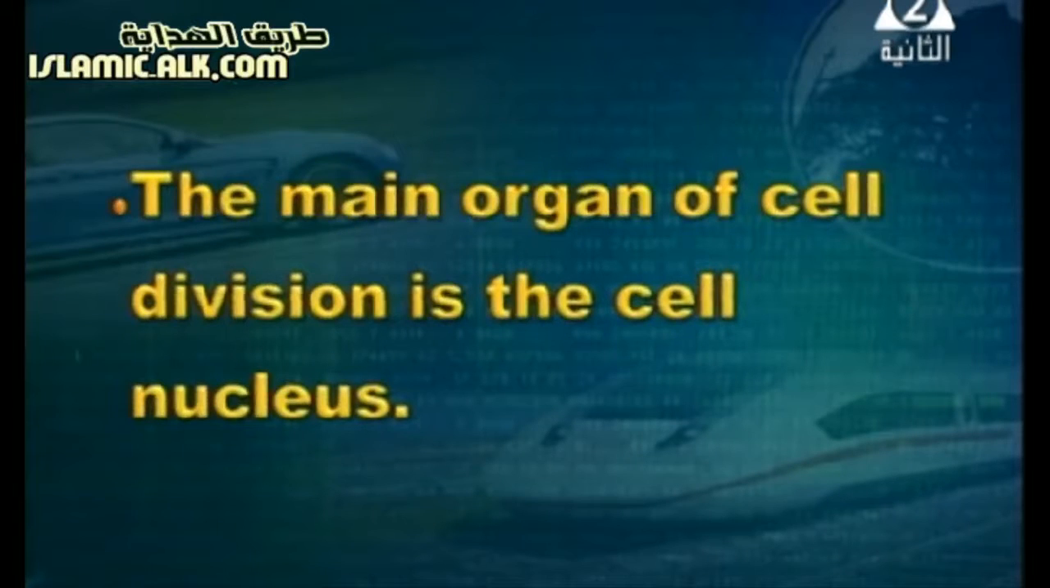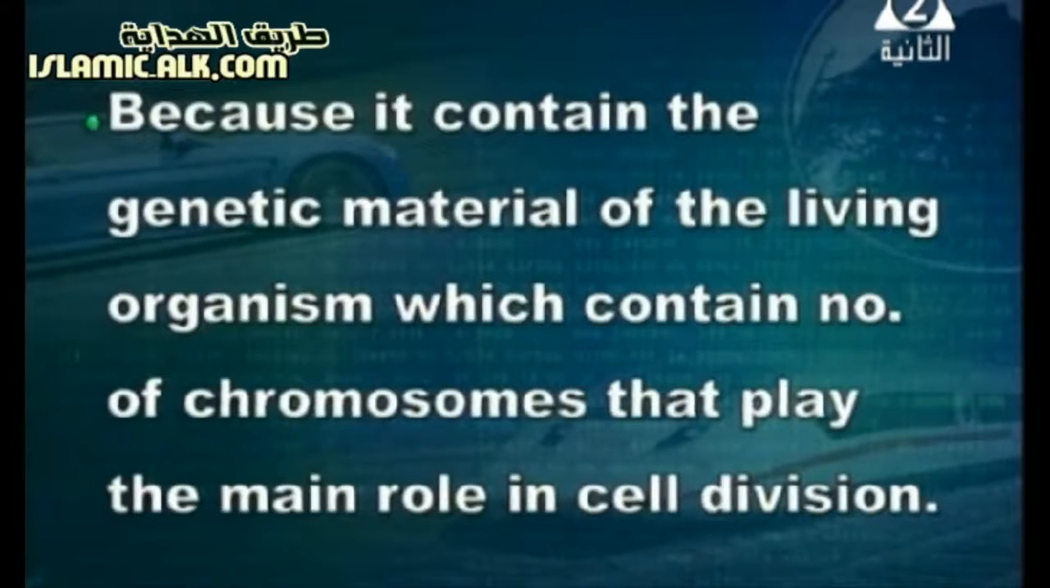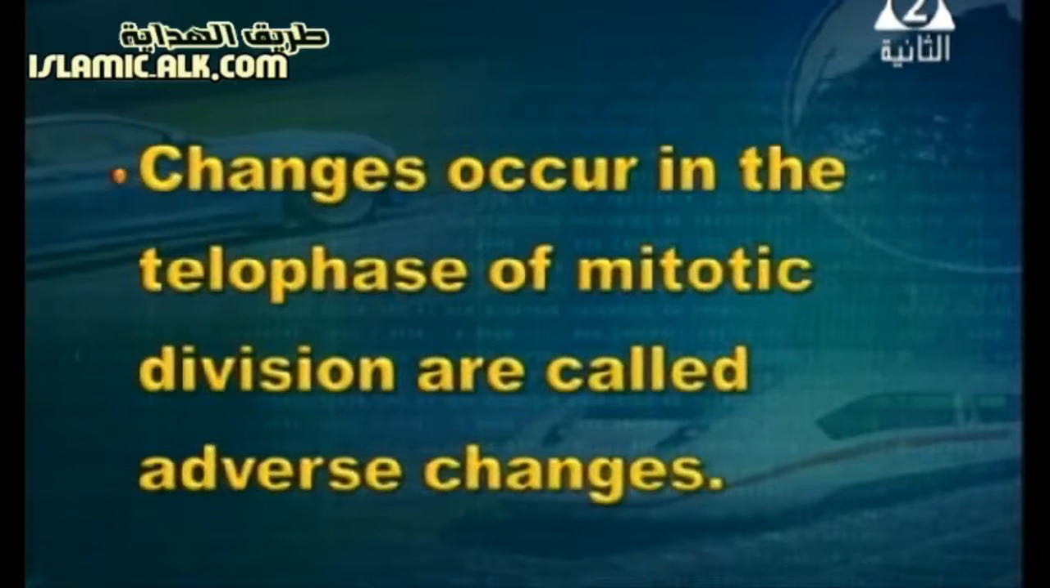Another question. The main organ of the cell division is the cell nucleus, because the nucleus contains the genetic material of the living organism and contains a number of chromosomes that play the important and main role in cell division. Question number 3. Changes that occur in the telophase of mitotic division are called adverse changes.